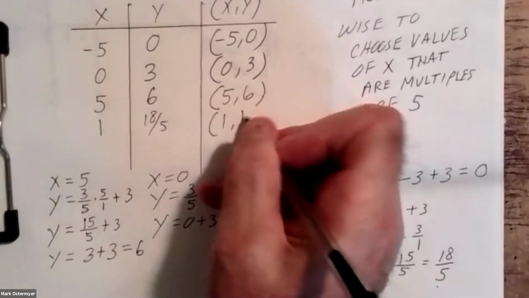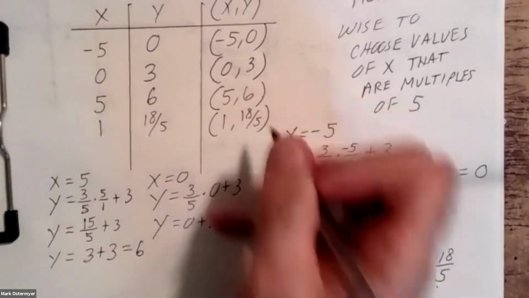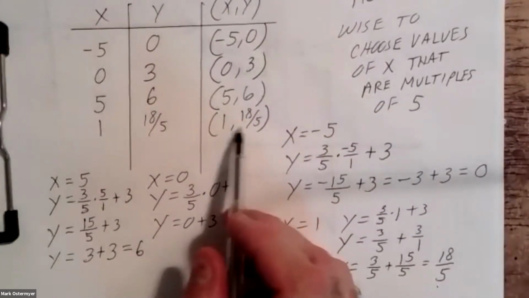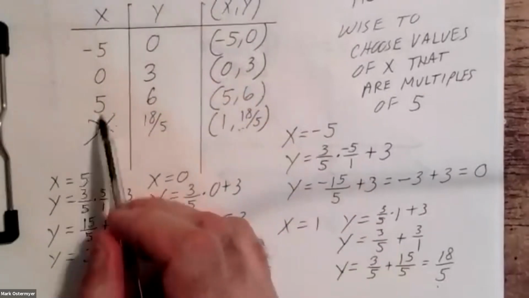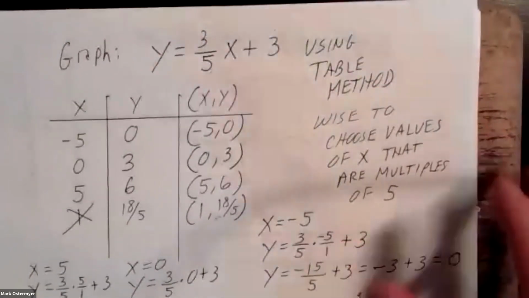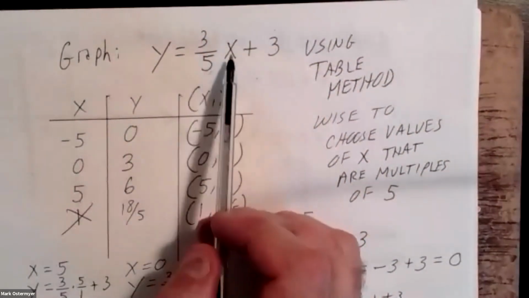See how messy this ordered pair is? If you don't pick a multiple of 5, that's going to be difficult to plot. Not a good choice. You should choose multiples of 5 when you have 3/5 being multiplied by x.